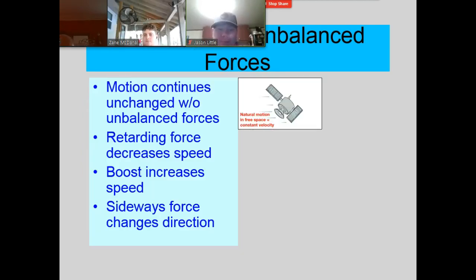Here are, and I can't read the whole of the slide here, it's something about balanced and unbalanced forces. It's basically what I've already been saying. Motion continues unchanged if you have no unbalanced forces. Now, if you do have unbalanced forces, it's going to change your motion. And before we get to this example, let me go to another one.